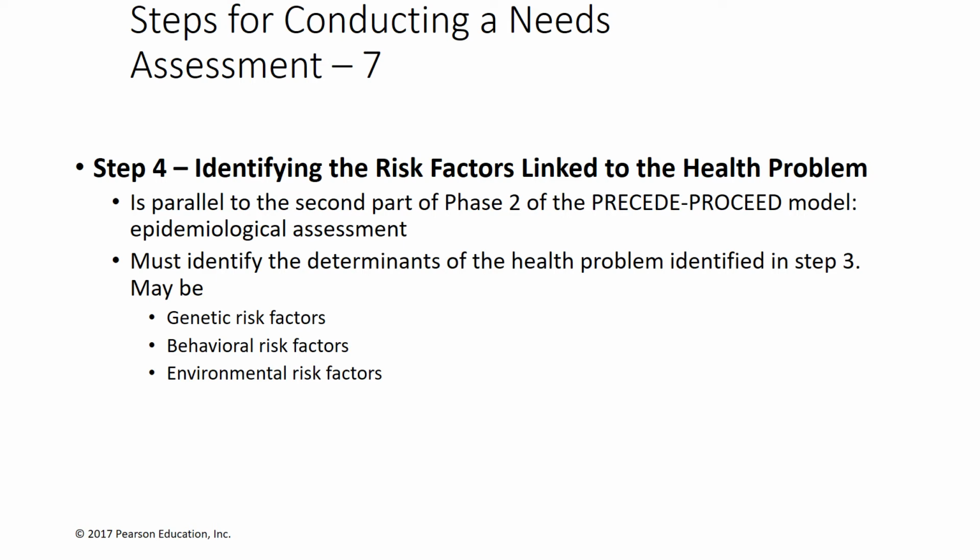Now, it goes on, talks about phase 2 of the PRECEDE-PROCEED model. They were talking about the epidemiological assessment. And here we're looking at risk factors in 3 forms: genetic risk factors, behavioral risk factors, and environmental risk factors.